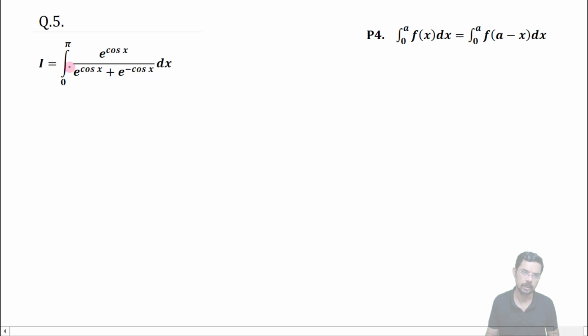Okay, so here again we shall be taking cos of pi minus x. What is cos of pi minus x? Instead of x, it will be replaced by pi minus x. That is what we do. x will be replaced by pi minus x.